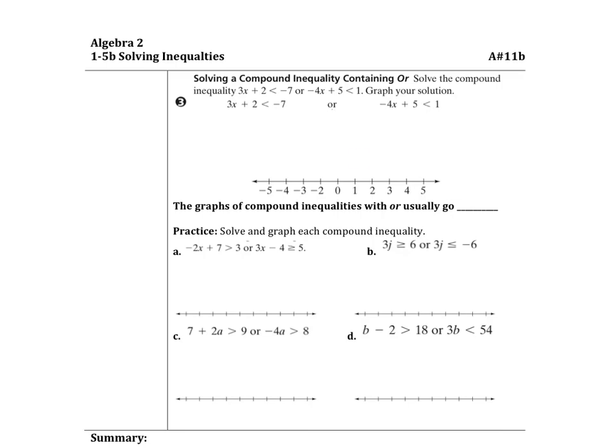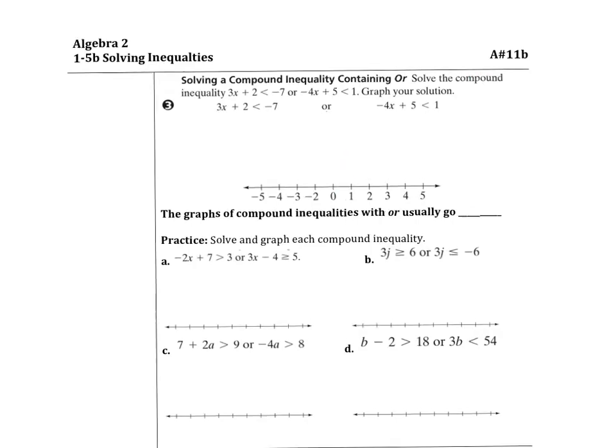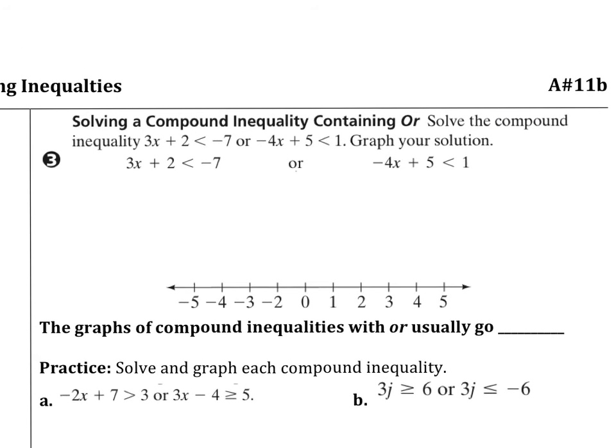Now let's continue and see in the context of how we're going to solve a situation that has the word or. So we're going to solve this compound inequality, 3x plus 2 is less than negative 7, or negative 4x plus 5 is less than 1, and we're going to graph it. And the nice thing about this is that we just have two inequalities to solve. And at the end, I get two separate answers that are separated by the word or.